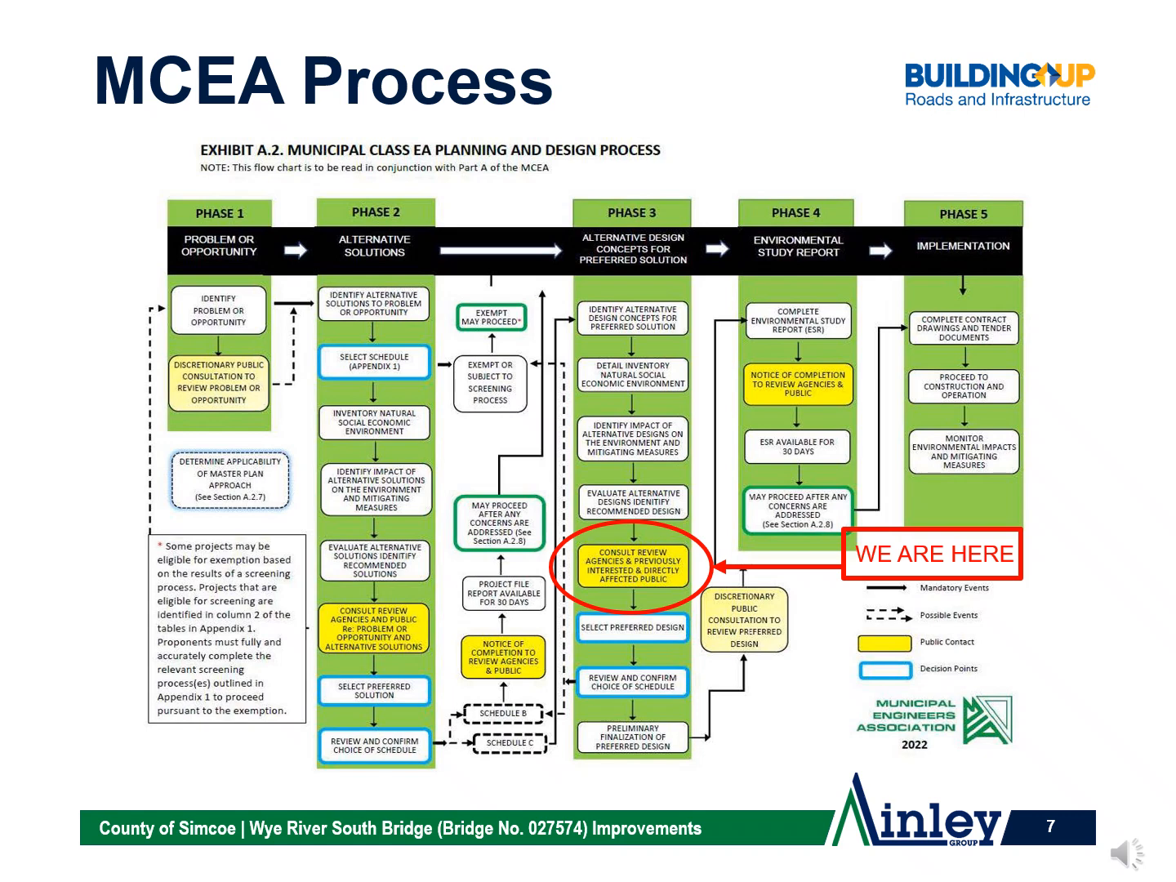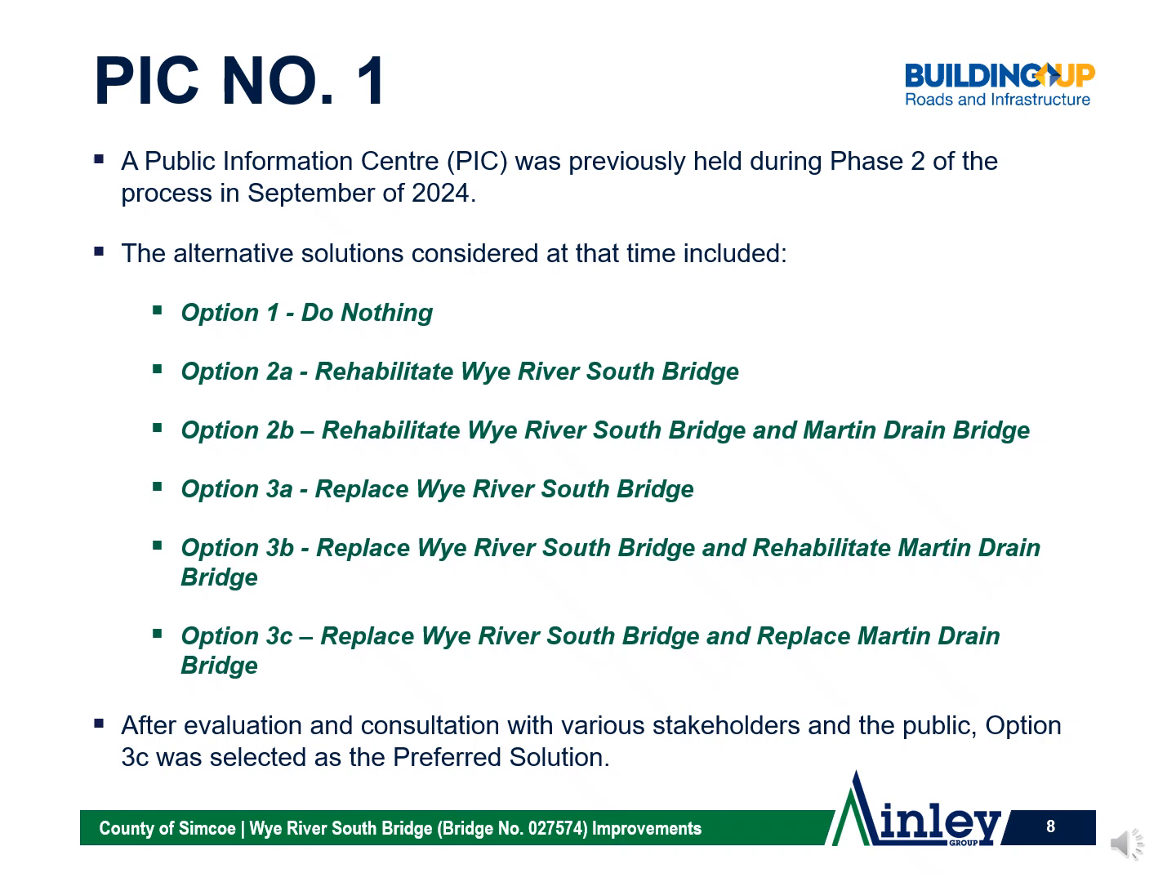To date, we have completed phases 1 and 2, including the identification of the problem statement, the evaluation of alternative solutions, and the selection of the preferred solution. We are currently at the public consultation stage of Phase 3, having identified and evaluated alternative design concepts for the preferred solution. The first Public Information Center was held in September of 2024.